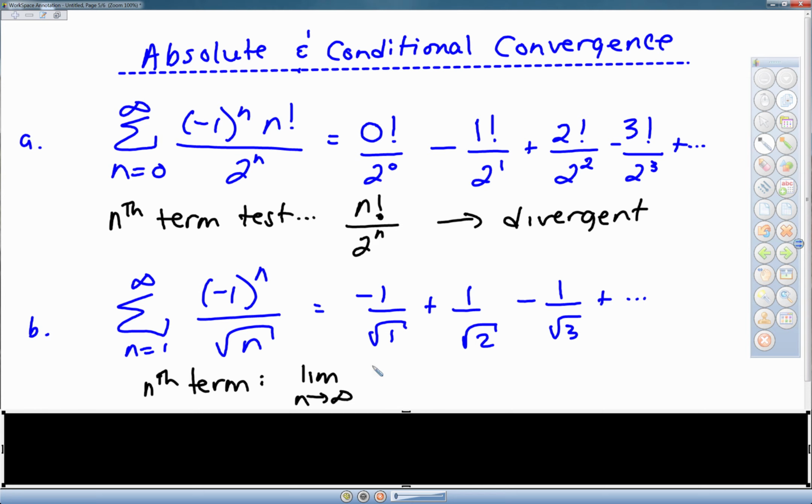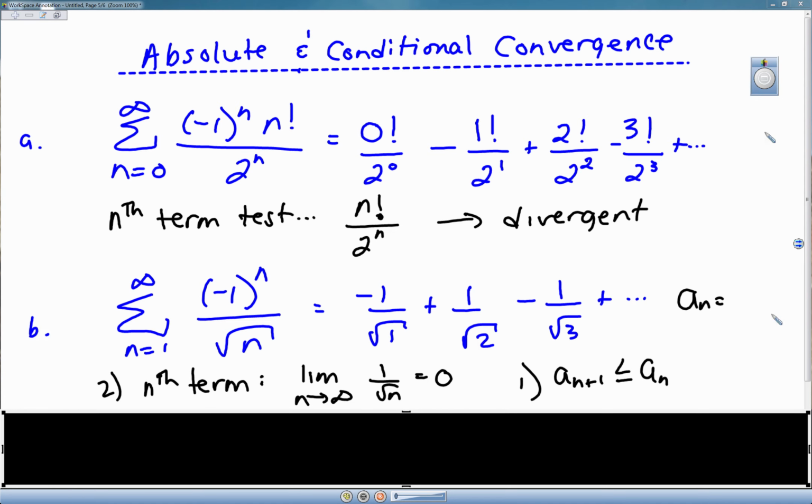Well, that's going to approach 0. So the first condition, actually this is condition number 2. This second condition is met. The first condition is a sub n plus 1 less than or equal to a sub n? And in this case, where a sub n is just simply 1 over the square root of n, then we have 1 over the square root of n is going to always be greater than or equal to 1 over the square root of n plus 1.